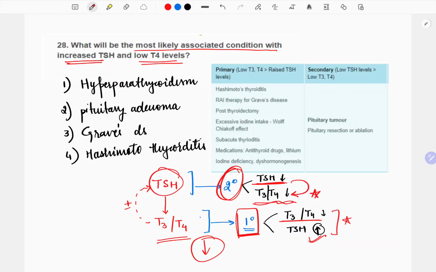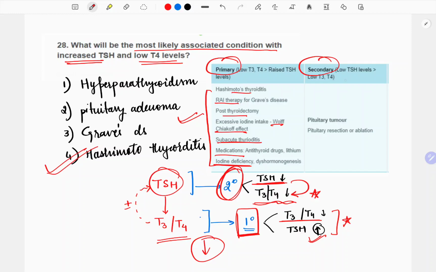So remember this relation. Here the answer would be Hashimoto's thyroiditis, and you can see the primary causes for low T4 levels are Hashimoto's, radioiodine ablation therapy for Graves, post-thyroidectomy, excessive iodine intake in the Wolff-Chaikoff effect, subacute thyroiditis, medications and iodine deficiency. Anything which affects the thyroid gland and causes hypothyroidism. Secondary causes to reduce the thyroid levels can be pituitary tumors or pituitary resections or ablation. Now this table for hypo and another table for hyper is very important. Just refer to your notes again.